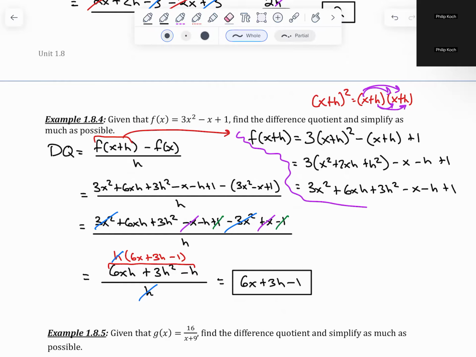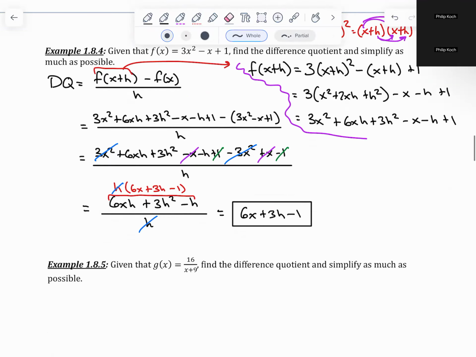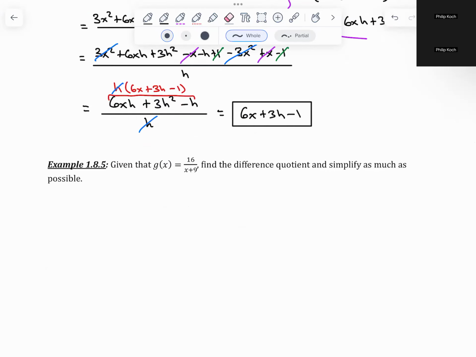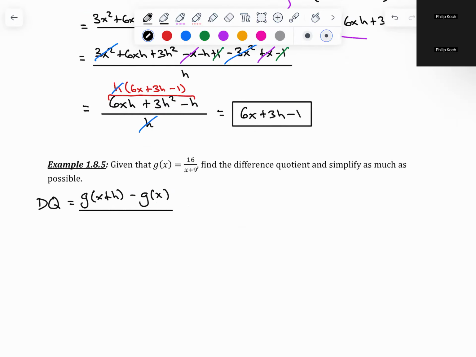All right. Now we go on to the make or break one, as it were. So g of x is equal to 16 over x plus 9. And we want to find the difference quotient and simplify as much as possible. So I'll get us started and then I'll have you guys finish it. So the difference quotient, oh no, it's not f. It's fine. The name of the function is irrelevant. So this is g of x plus h minus g of x all divided by h.